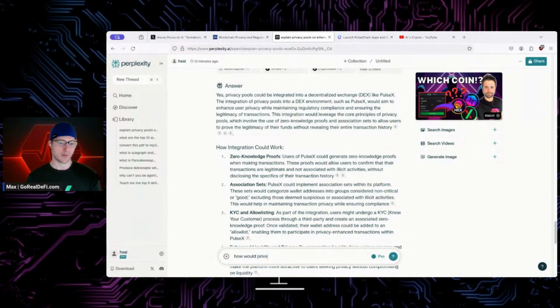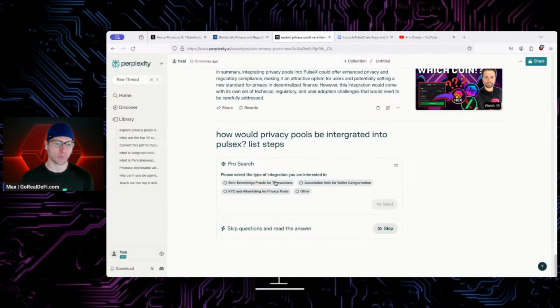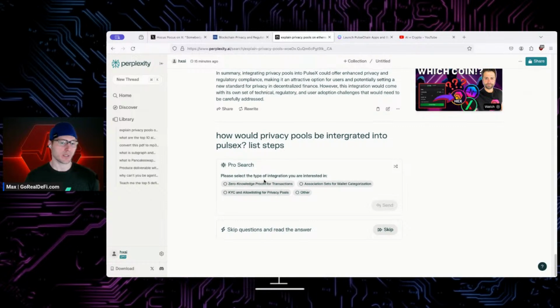I'm just going to ask one more follow-up. How would privacy pools be integrated into PulseX? List steps. So much better than Googling, right? Okay, so this is pretty cool. Please select the type of integration you're interested in. Use ZKPs for transactions, association sets, KYC and allow listing for privacy pools. Let's at least do these two.